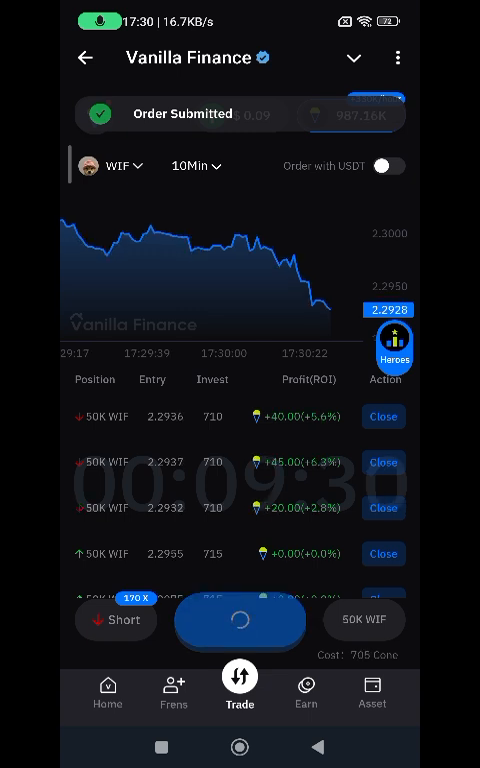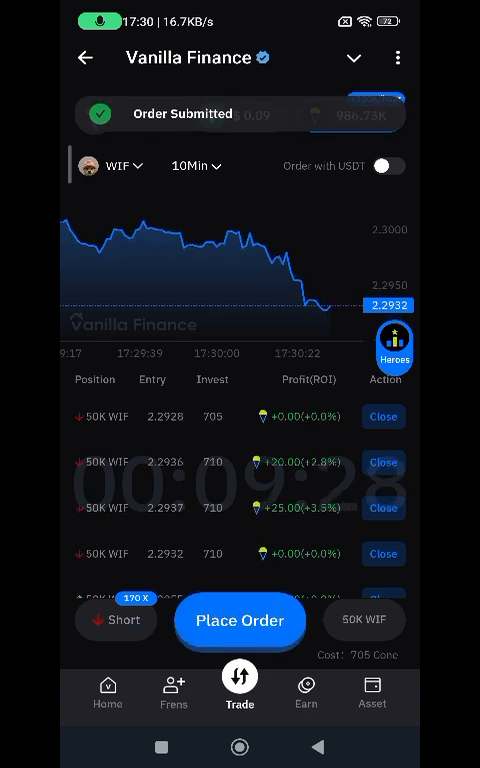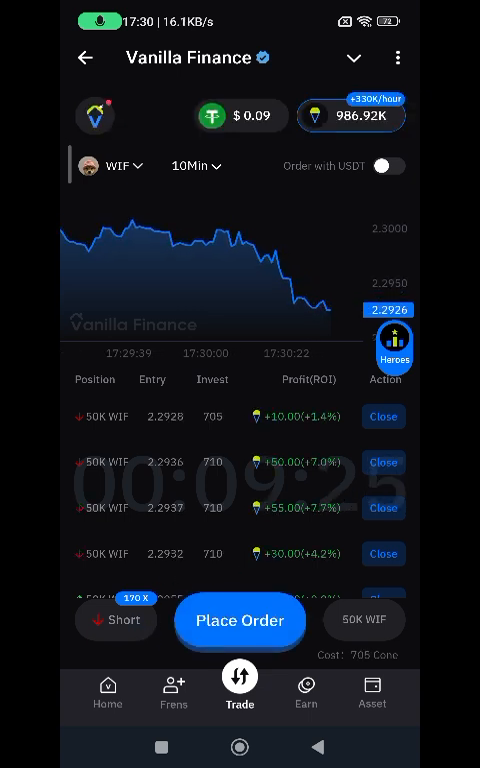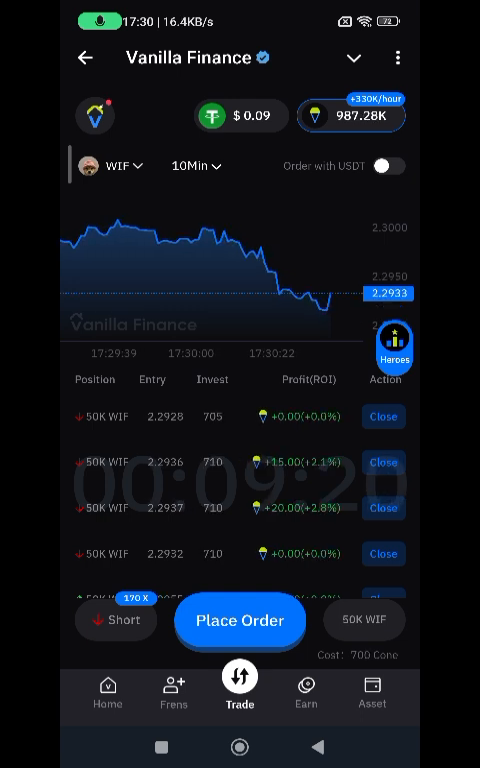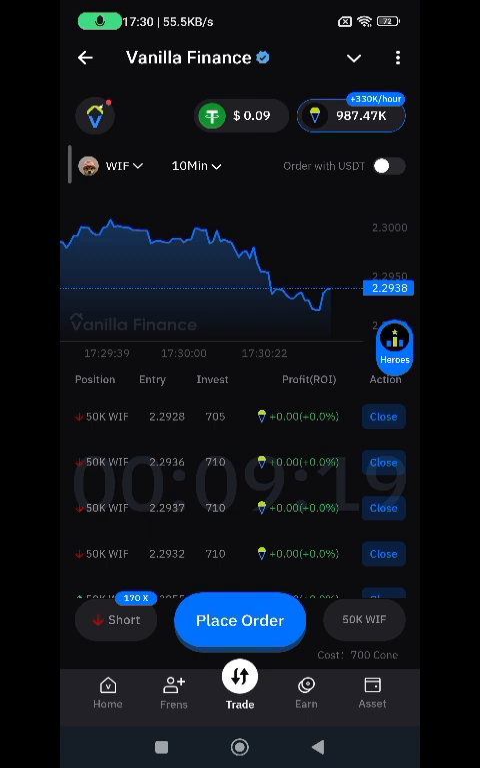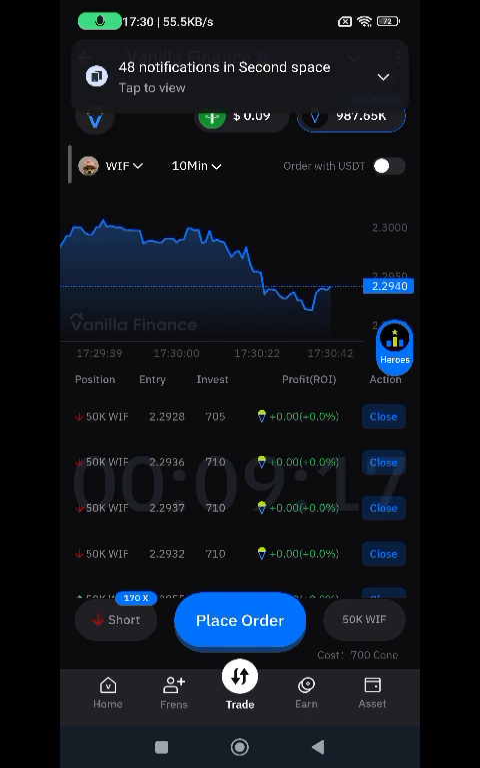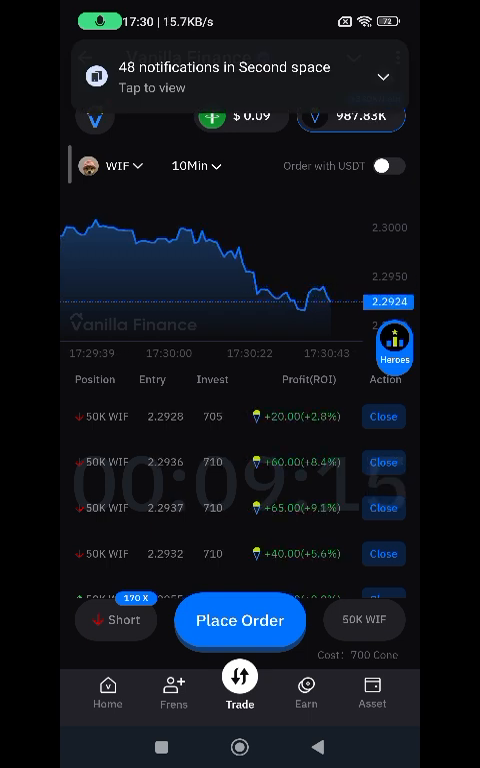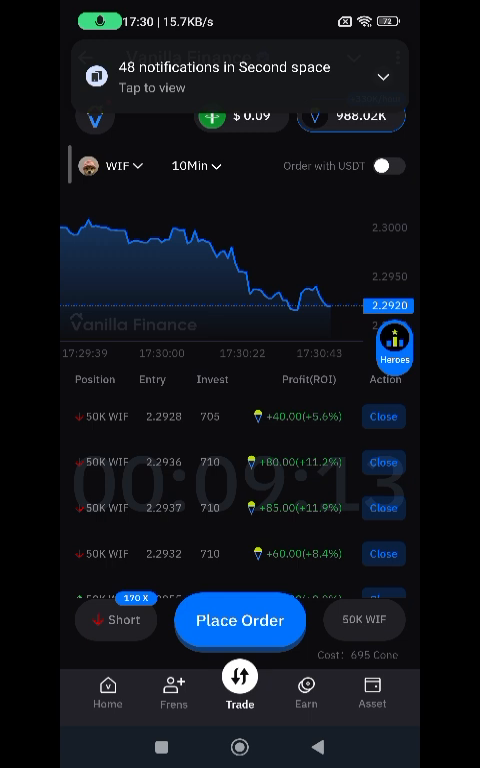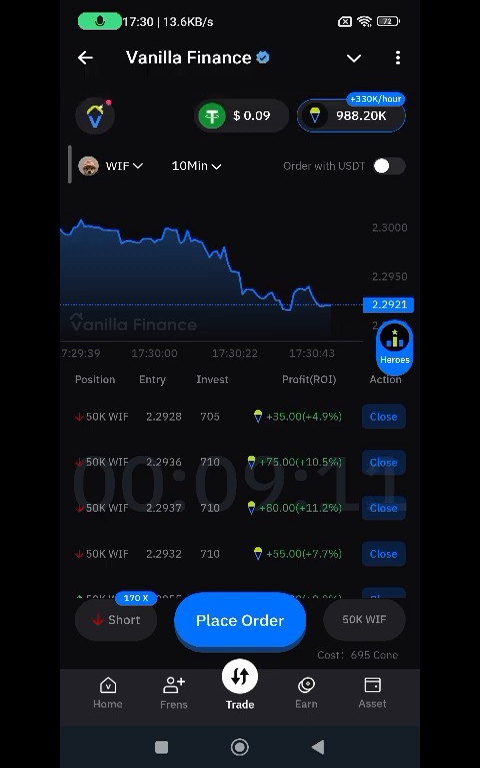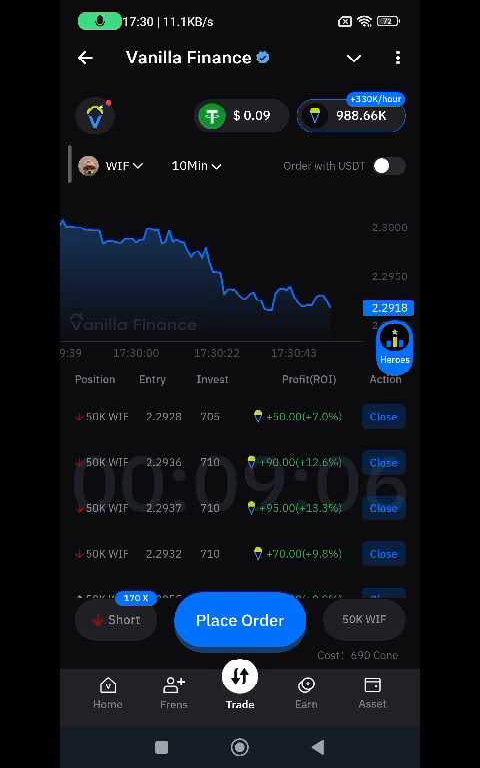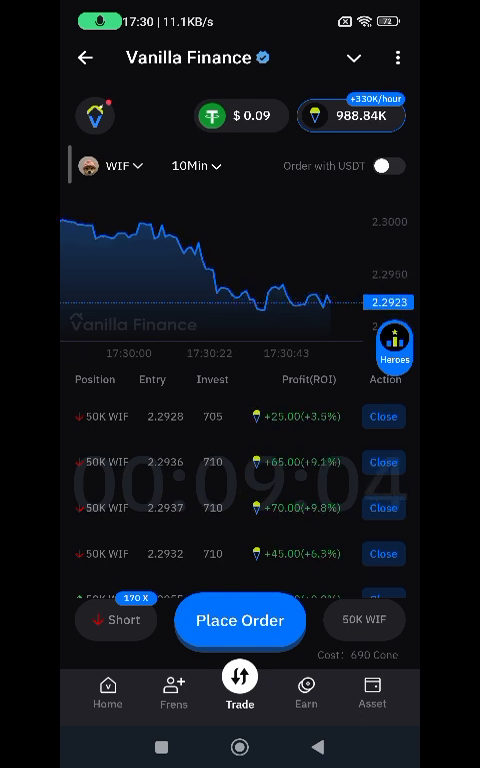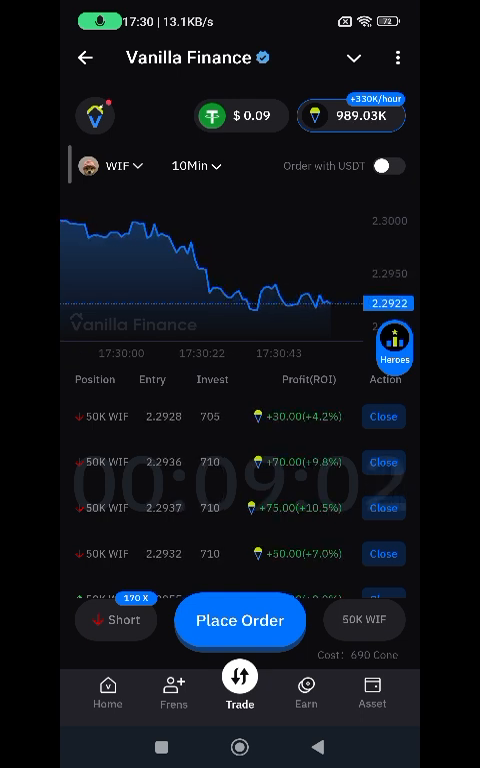So you can just decide how you want to trade. You either want to go one direction or you want to hedge. Either of the two would work. All right, what Vanilla Finance is actually concerned about is you interacting with their platform and you making profit. Whatever strategy you want to implement using the Vanilla Finance platform, you are welcome to do so. So guys, this is how to use the Vanilla Finance platform.